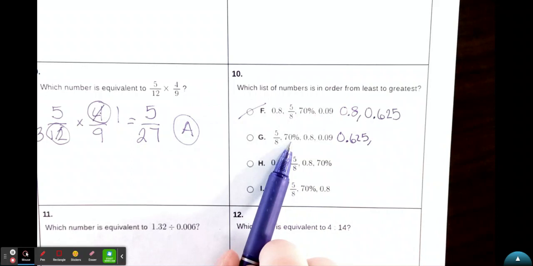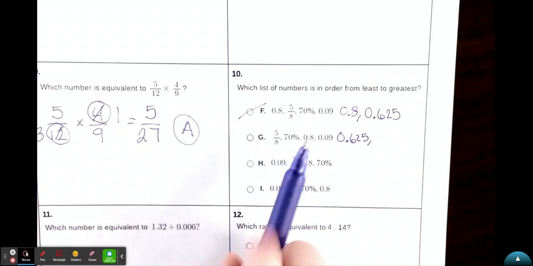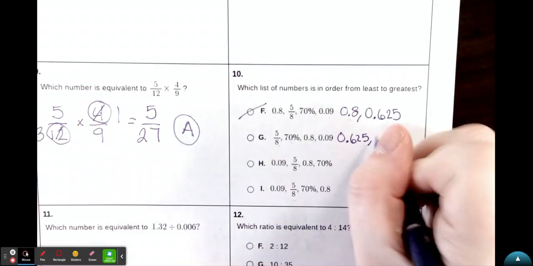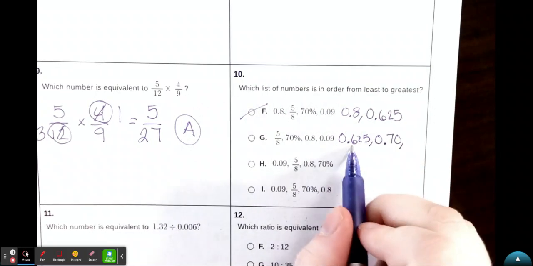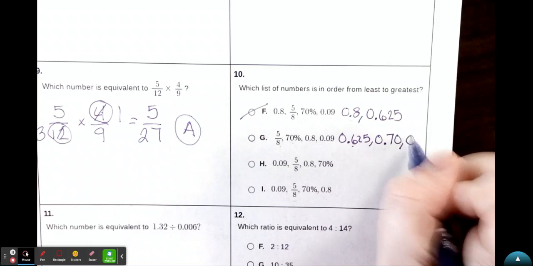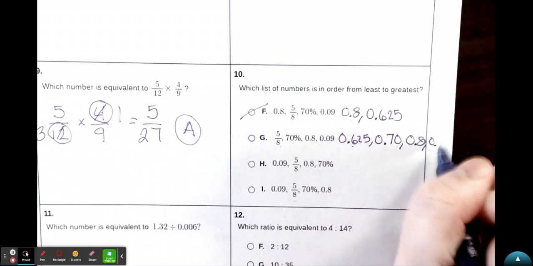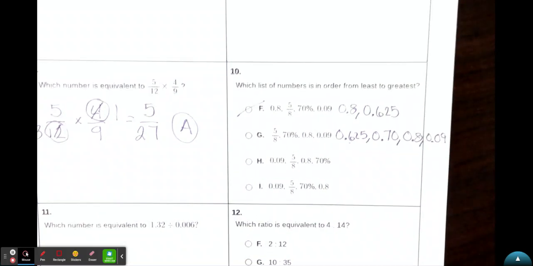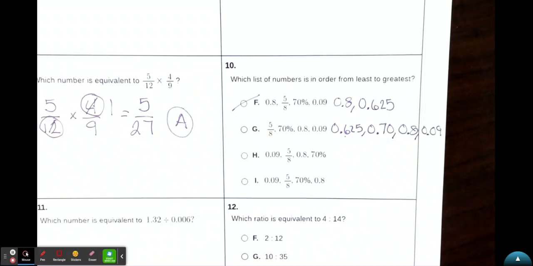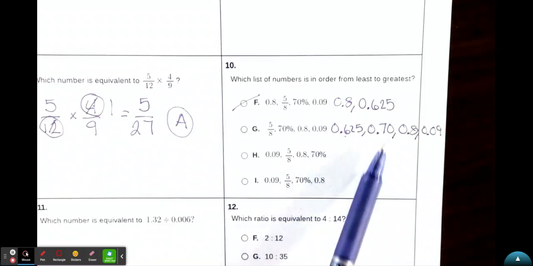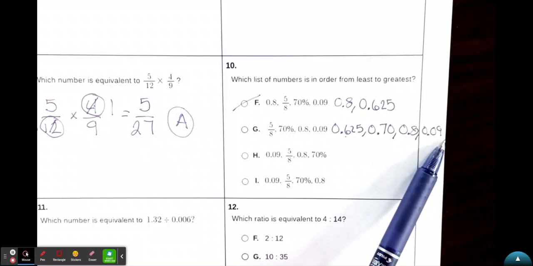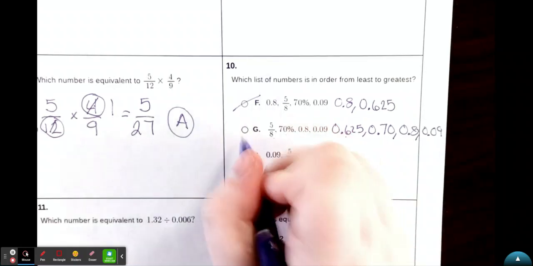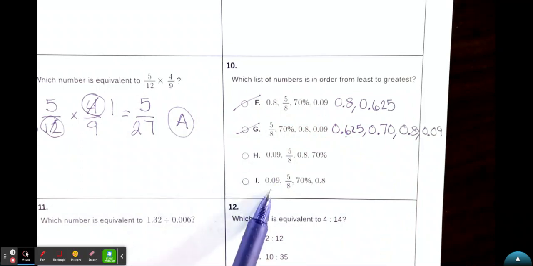What is 70% as a decimal? 0.70 or 0.7. Okay, so far so good, right? And then we have 0.8 and then 0.09. What's the issue there? 0.09 is smaller. So this would be like 63 cents, 70 cents, 80 cents, and 9 cents, not 90. So is this in order from least to greatest? No. So these 2 look promising because they both start with that first one.